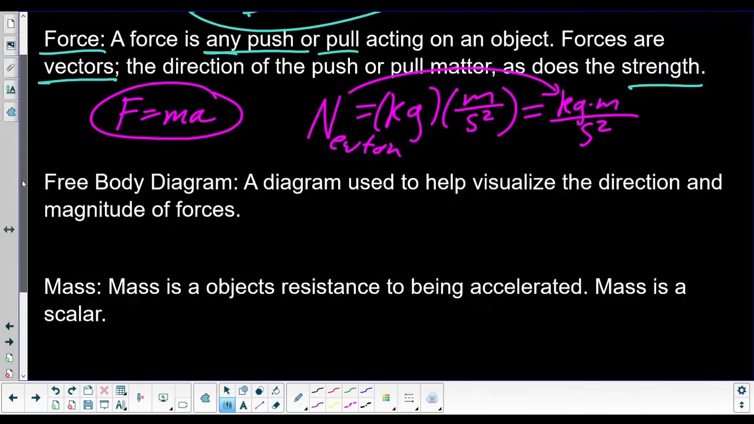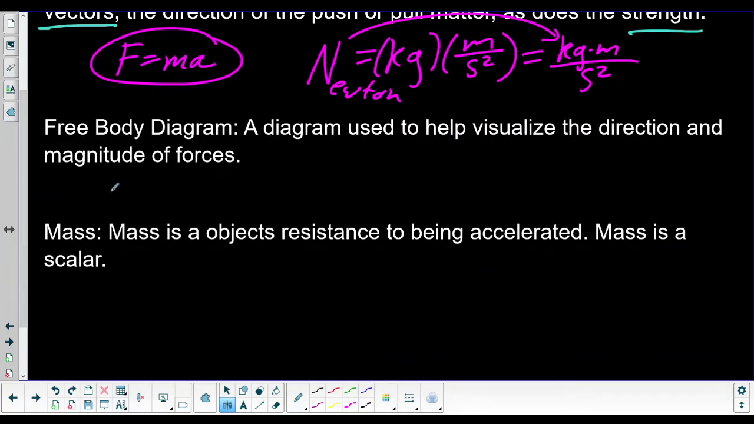Let's talk about free body diagrams. I'm going to give you some rules, but let me kind of describe what they are to you. A free body diagram, sometimes called a force diagram, is a diagram that helps us visualize the direction and the magnitude of forces. Basically, it's a picture of what forces are pushing on stuff and what direction they're going and how hard they're pushing. That's all they are.